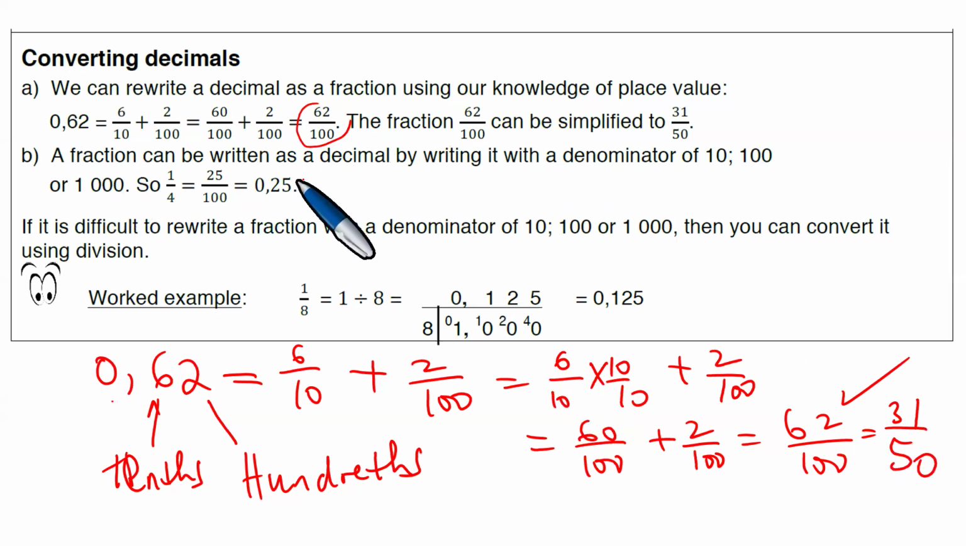A fraction can be written as a decimal by writing it with a denominator of 10, 100, or 1000. So, if we have 1/4, can you write this one as a decimal, and how do we do that? This guy is really convincing us that you can just multiply the top and the bottom by a number that makes the denominator 100. So we multiply the 1 by 25, multiply the bottom by 25, you get 100. You get 0.25.